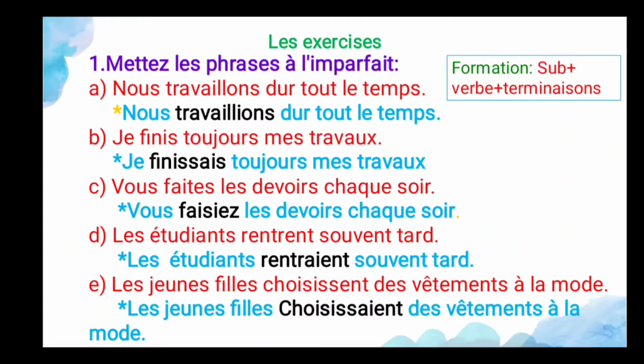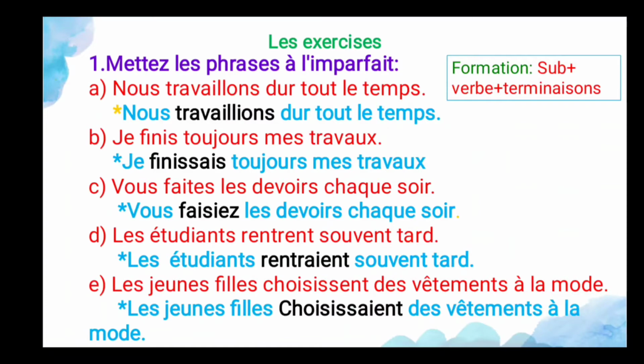So I was always finishing my work. So finir verb, conjugation for nous is what? Finissons. So you have to remove the ons and add the endings for je. What is the ending for je? Ais. And next, vous faites les devoirs chaque soir. So here also verb is what? Faire verb means to do, and what is the conjugation in present tense? Nous faisons. You have to remove the ons and add the endings for vous, that is iez. So vous faisiez les devoirs chaque soir. You did homework every night.